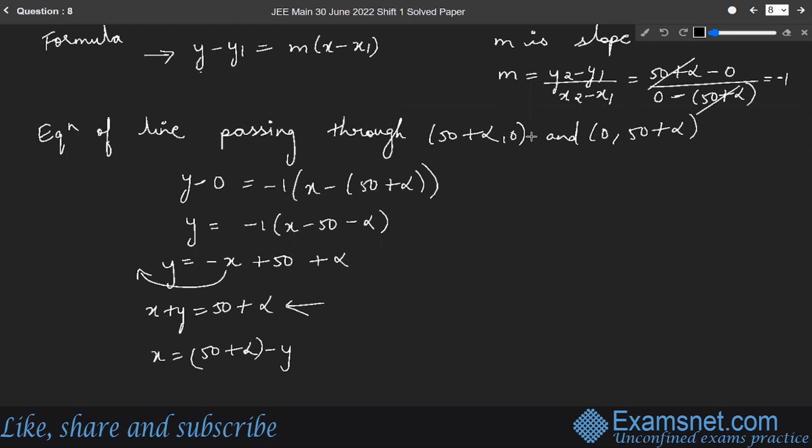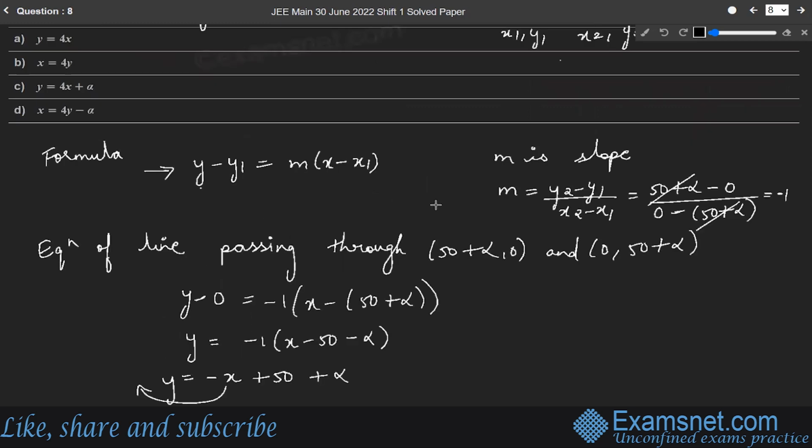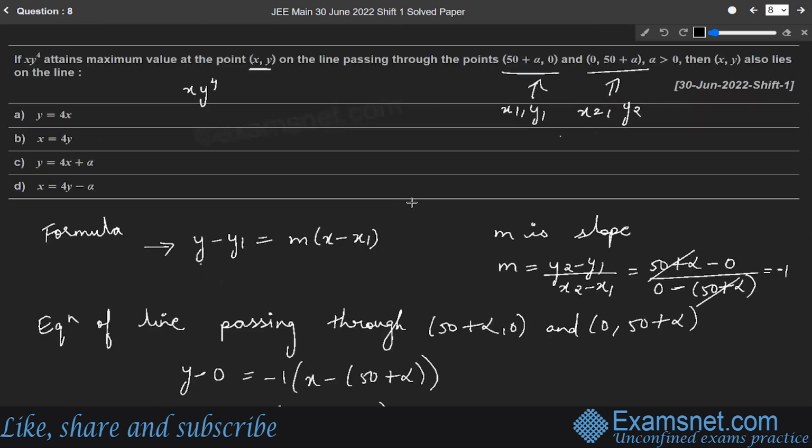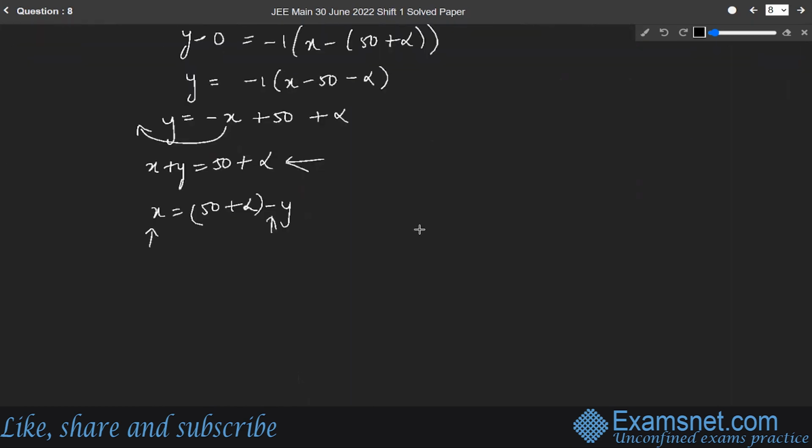Now what we have to do is find the value of x and y, okay? Because we want the exact equation of the line. Here we don't know the value of x and y, okay? So firstly, let us have a look at the question. We have an expression which is x into y power 4. It attains the maximum value at point x comma y, okay? So we have to use this expression, x into y power 4. So let x into y power 4 be equal to t. Okay, we are assuming this expression equal to a variable.